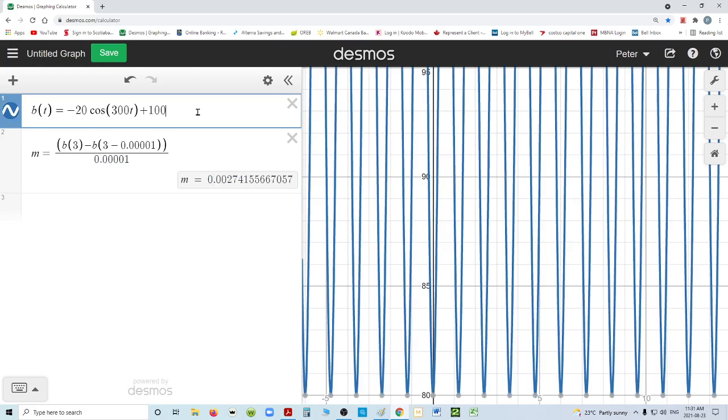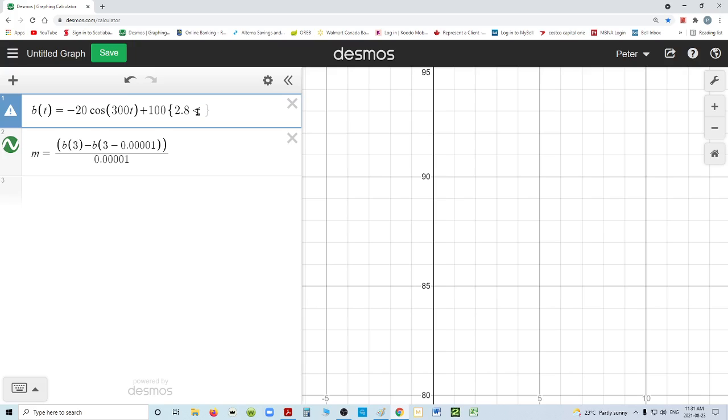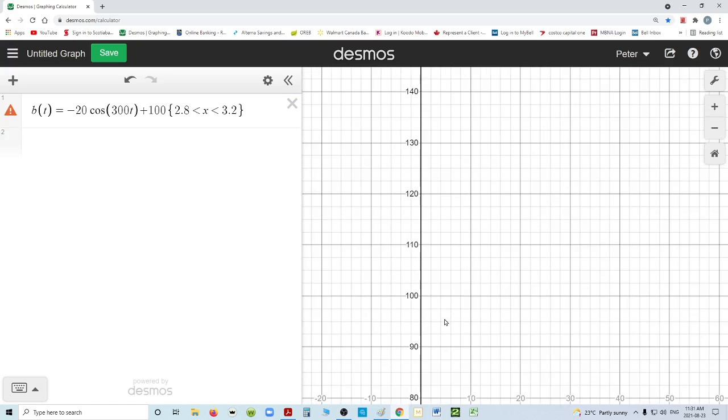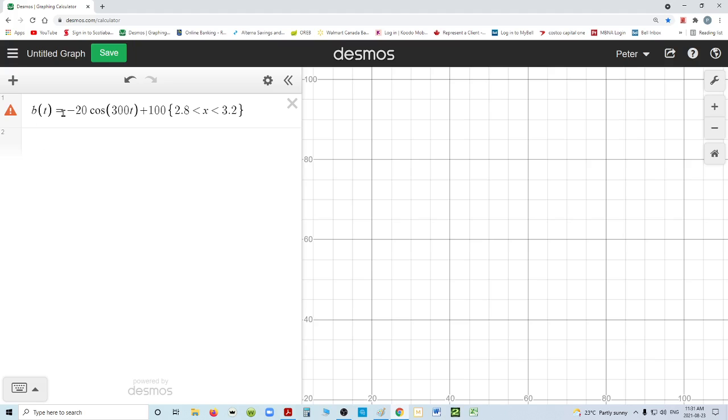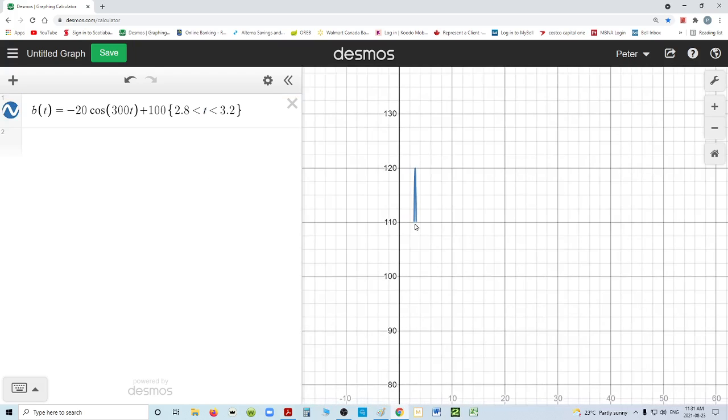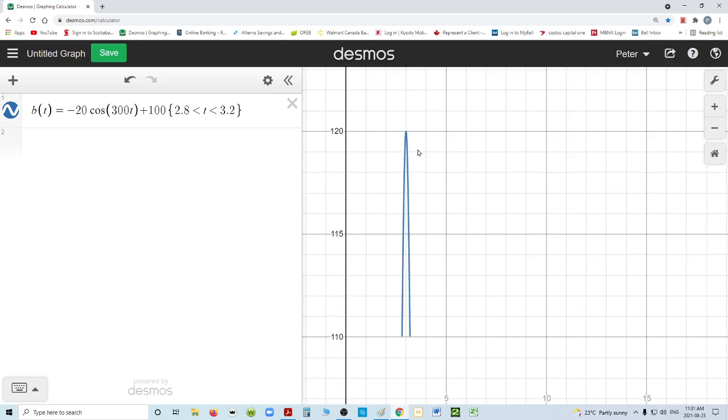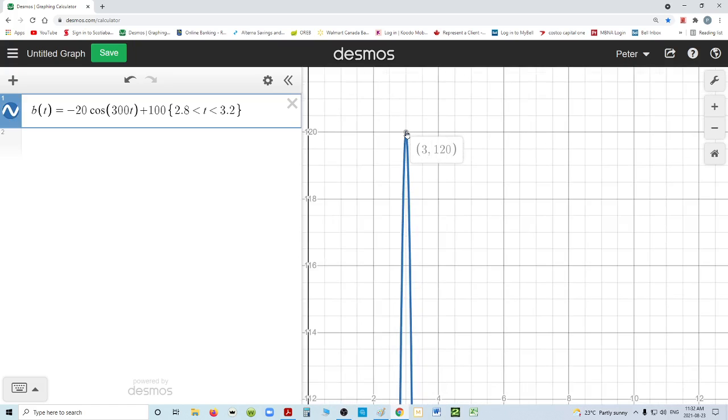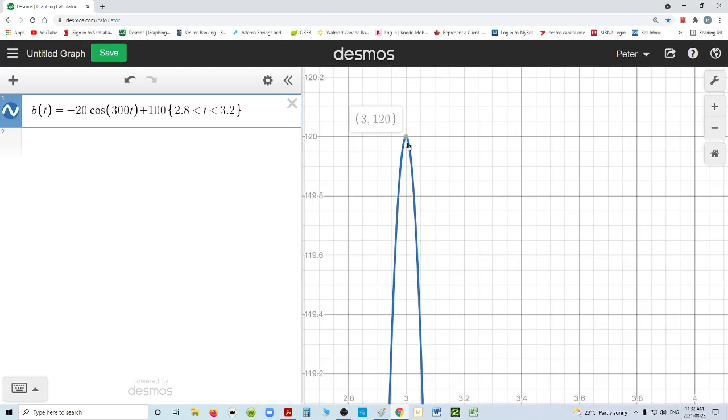And to just get a better idea, I'm going to take 2.8 is smaller than x is smaller than 3.2, and see if we can see that. There it is. There's the question. And we're just going to see if the top part is indeed at 3. Yep, so that is a good indication. The left side was positive and the right side's negative, so there was a turning point at some point.